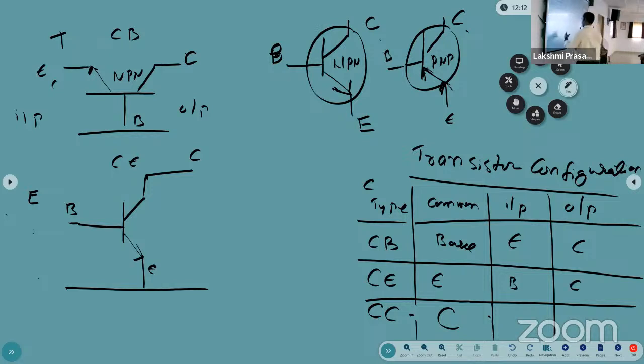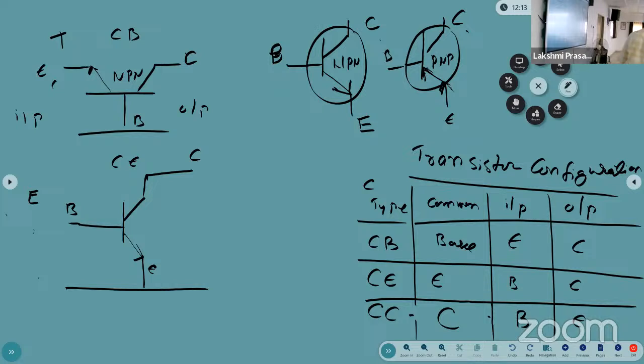And the common collector, the collector is the common. What is the input? The input is base, output is emitter. So based on these three common terminals, the transistor can be configured. Configured means it can be connected in the circuit in three ways: common base, common emitter, common collector configurations. In common base, the base is common, input is the emitter, output is the collector. In common emitter, emitter is the common, base is input, collector is the output. And similarly common collector.